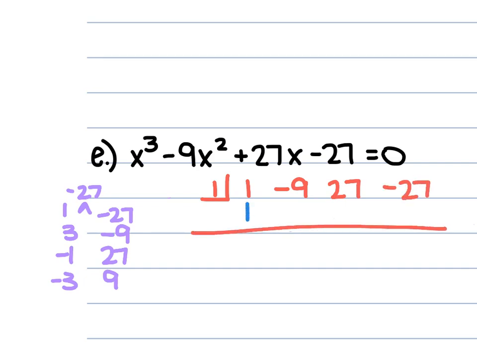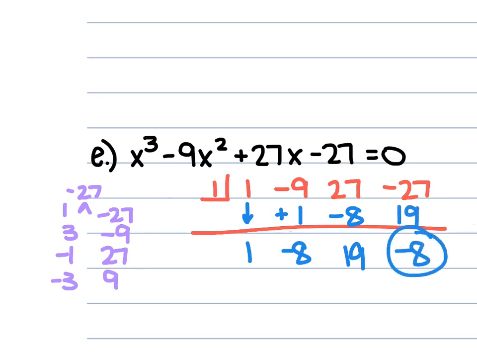Use synthetic division. Bring down the first. 1 times 1 is 1. Add it with the negative 9. You get negative 8. Negative 8 times 1 is negative 8. Add it with the 27. We get 19. 19 times 1 is 19. And 19 minus 27 is negative 8. That's not a 0, so that does not work.